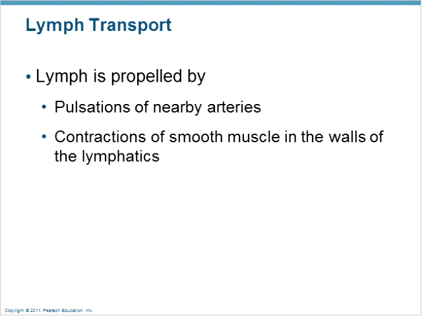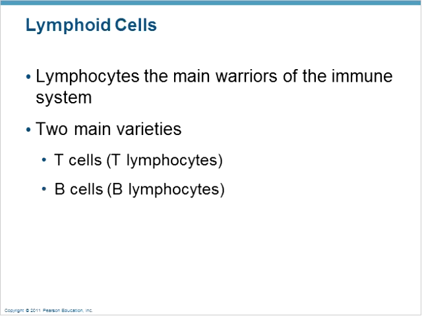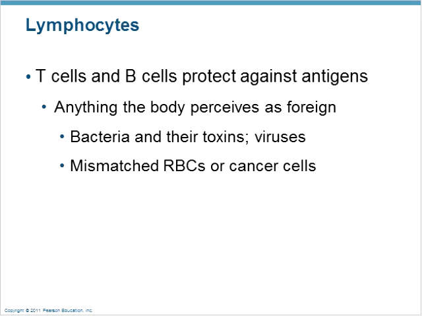Lymph is propelled by the pulsations of nearby arteries. Contraction of smooth muscles in the walls of lymphatics also helps propel it. Lymphocytes are the main warriors of the immune system, and of course there are two main varieties that we talked about before. The T lymphocytes provide cellular immunity, and the B lymphocytes provide humoral immunity. The T and B cells protect against foreign antigens, anything the body perceives as foreign, and that includes bacteria and their toxins, viruses, mismatched RBCs, or cancer cells.